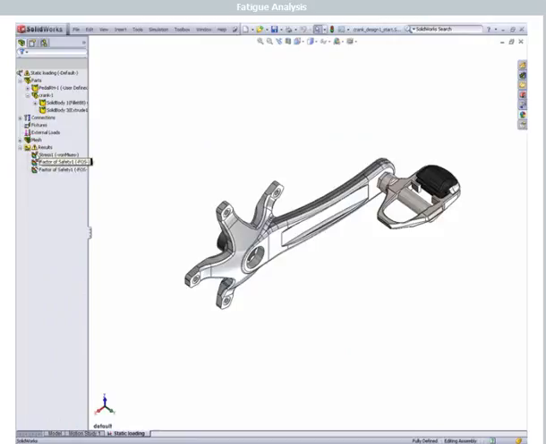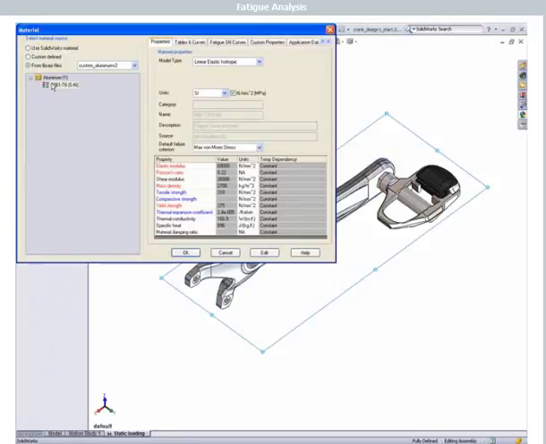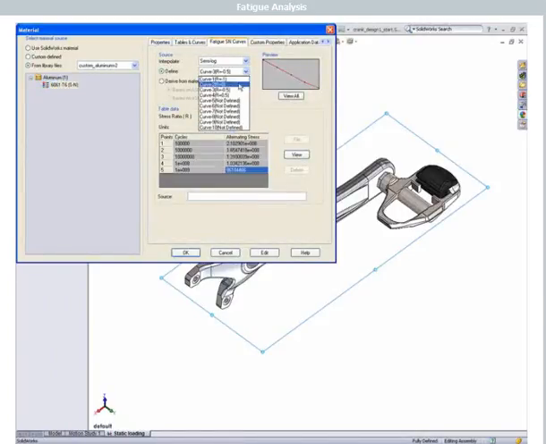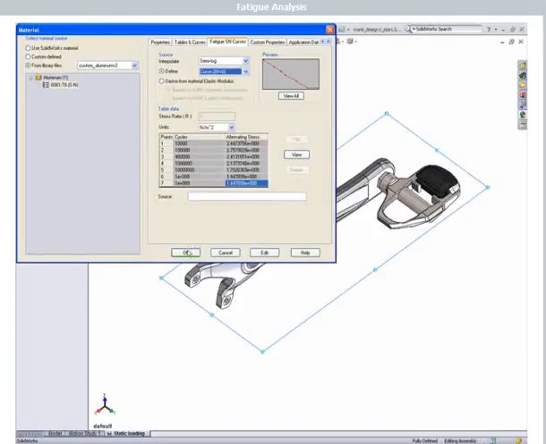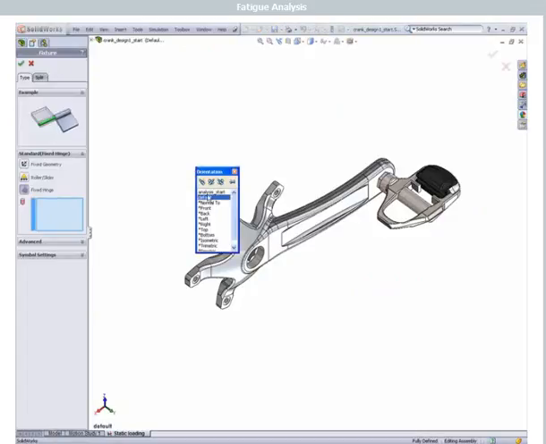Setting up the test is incredibly easy. The first step is to assign our material properties that include the fatigue characteristics. These are used during the analysis to determine the number of cycles each area on the model can last. After setting the material properties, we then add fixtures. The fixtures represent how our part is going to be held for the test.